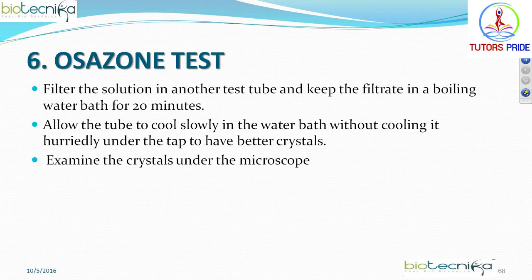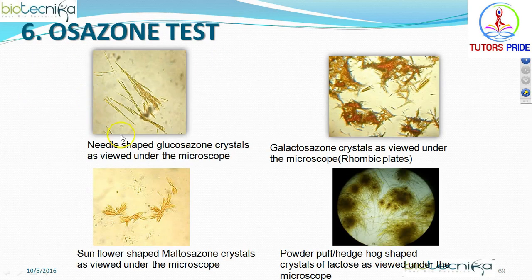Then allow the boiled portion to cool down under tap water to have better crystals. Then examine the crystals under the microscope. You will see these types of structures. Glucosazone crystals under the microscope, as you can see, are needle shaped or rhombic shaped. This is rhombic shaped, this is sunflower shaped, and this is powdered form. So these types of things you can observe under the microscope. Understood what you have to do?